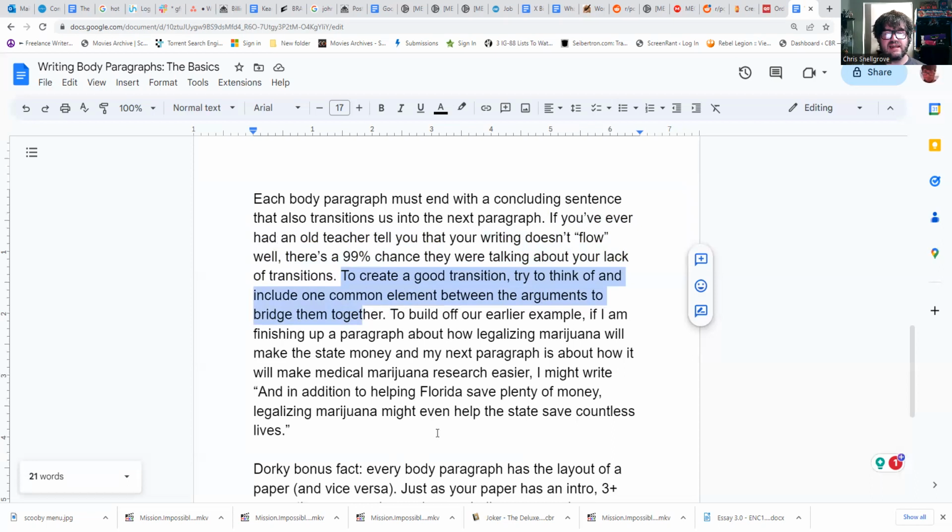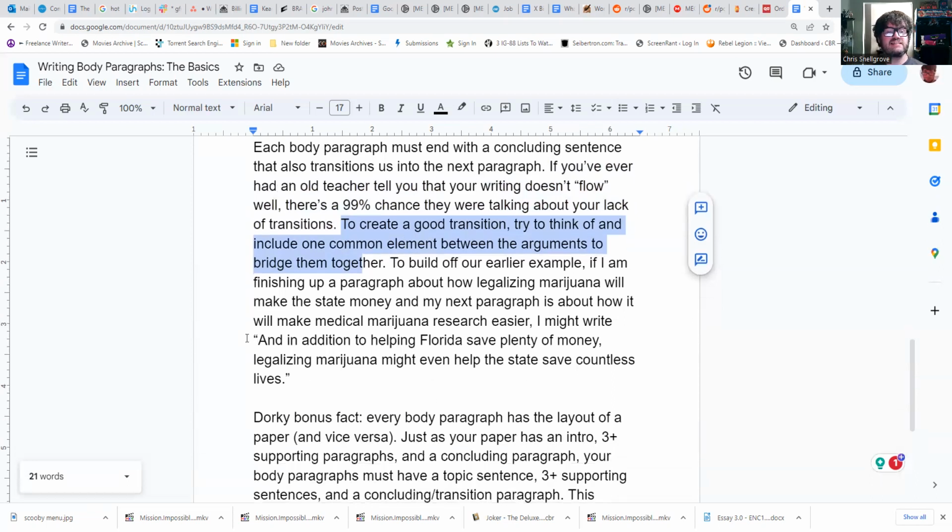So if I'm doing something like that, I might have a transition. Imagine this is the last sentence of my paragraph: "And in addition to helping Florida save plenty of money, legalizing marijuana might even help the state save countless lives." Not trying to toot my own horn here, but all I really did there was use the word save. Save money, save lives. I touch on it here at the end, and that eases, that transitions my reader from what I've been talking about in this paragraph to what I am talking about in the next paragraph.